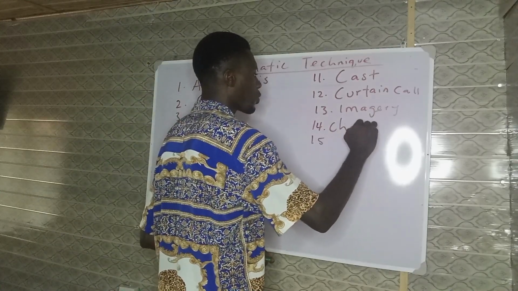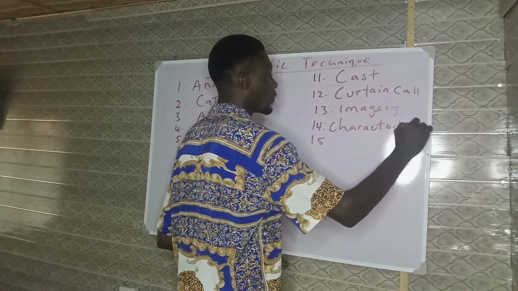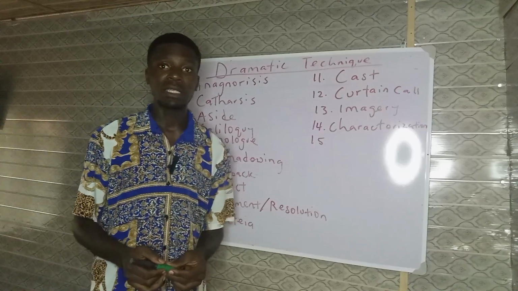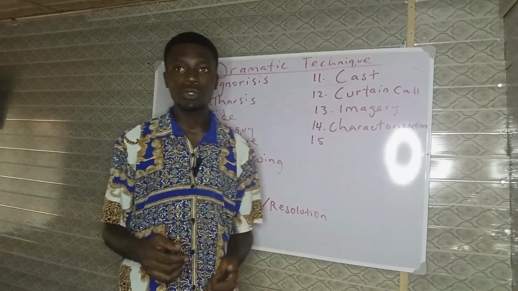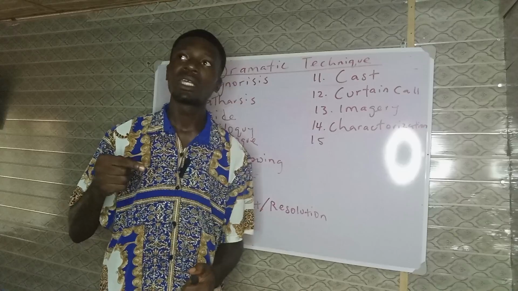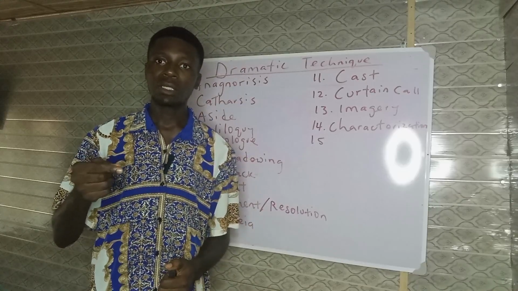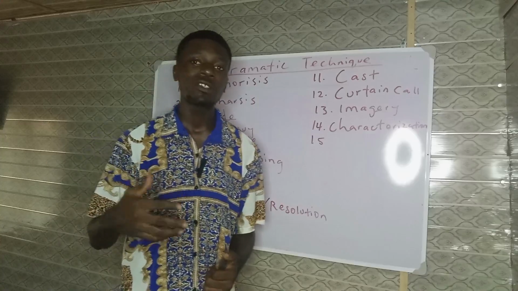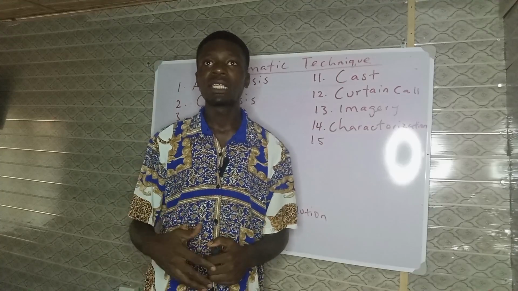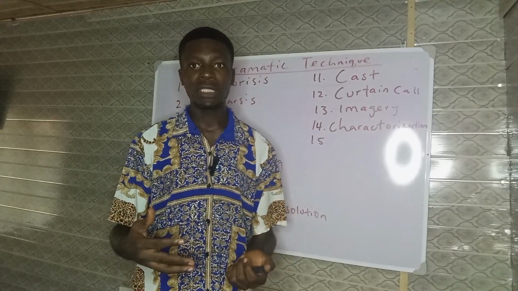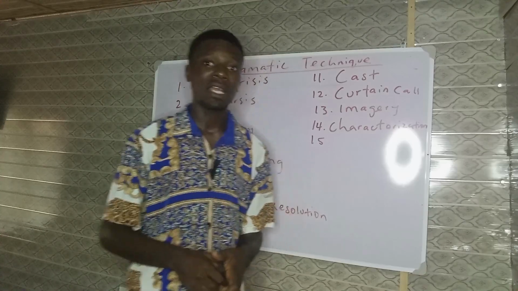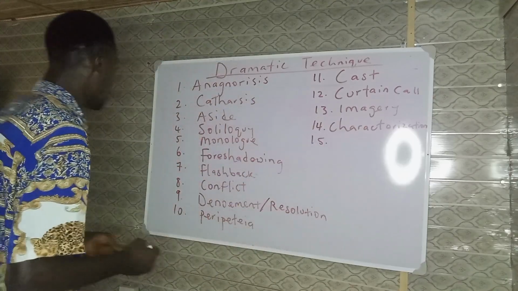Now, we have what we know as characterization. There are some of these techniques that we find both in drama and in prose. So characterization refers to a ploy by the writer to ascribe certain roles and qualities to a character. The reason why a character behaves the way the character behaves is what we call characterization. All of those are arbitrary. It is a writer's will or wish. The writer has the power to make a character behave certain ways. That is what we refer to as characterization in a dramatic piece.